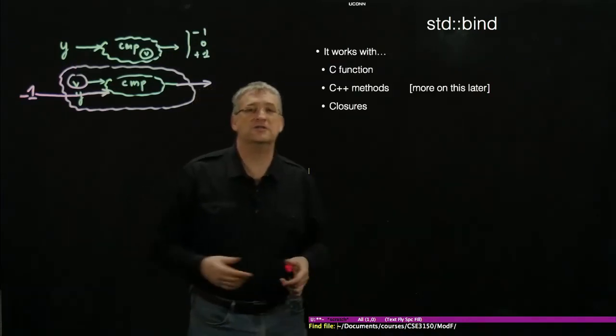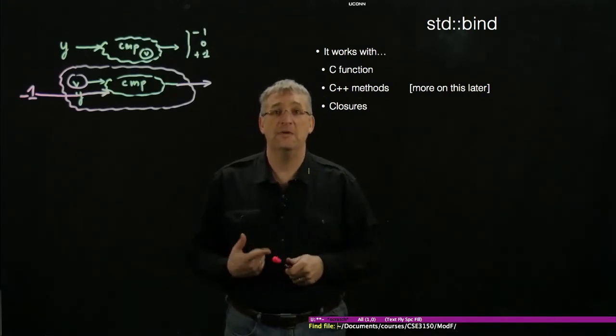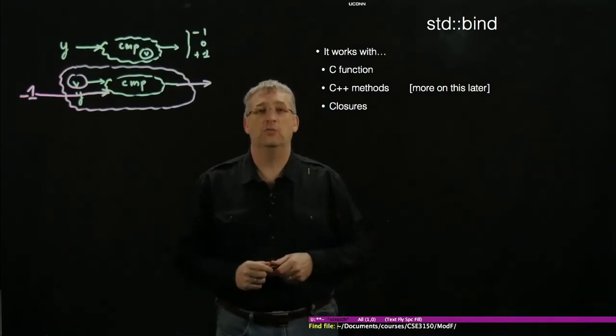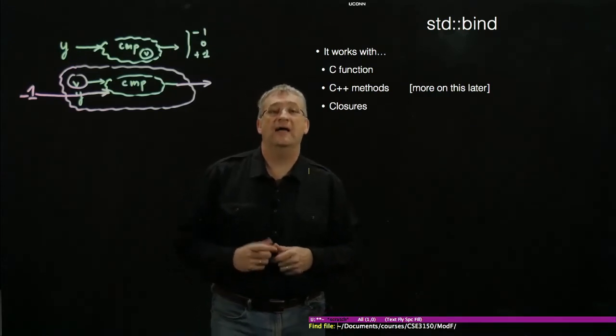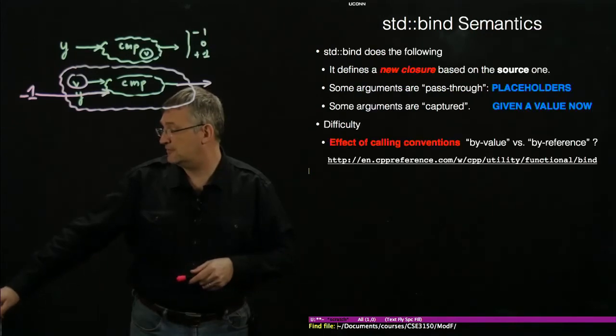So bind works in a number of contexts. It works with C functions. It works with C++ methods, and obviously you've just seen it. It works really well with closures. And we're going to look at examples of this multiple times. We'll keep coming back to it.